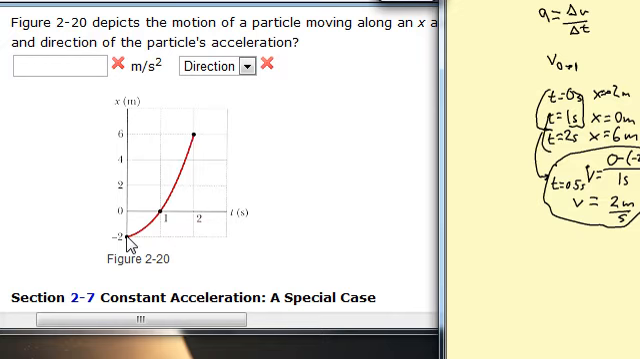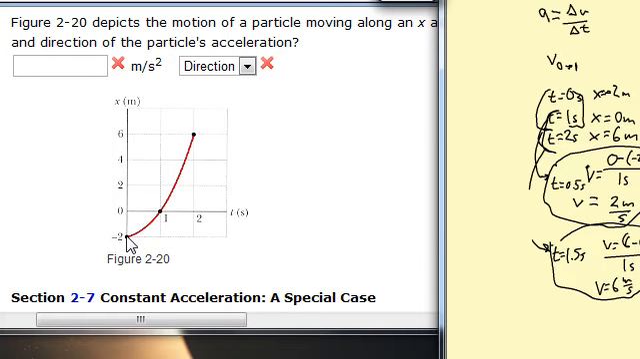Similarly, when we take the second and third time measurements, at the time of 1.5 seconds, the velocity is going to equal 6 minus 0 meters over another 1 second. So right here the velocity equals 6 meters per second at time equals 1.5 seconds. And that's our second data point for velocity.